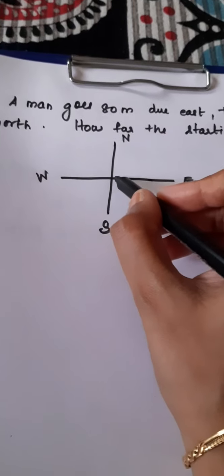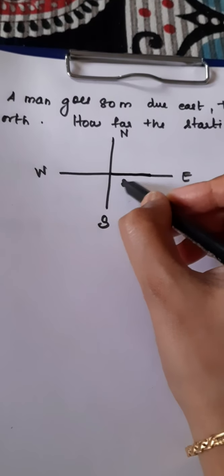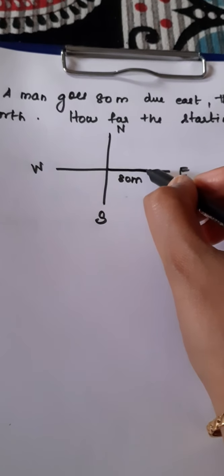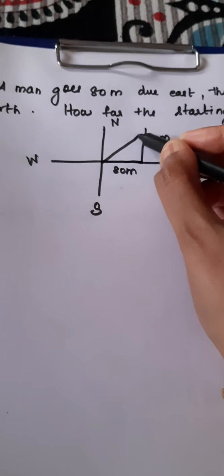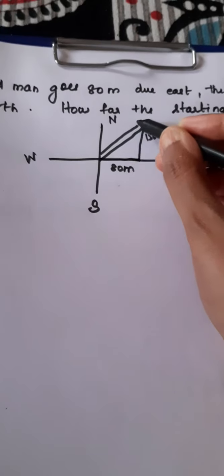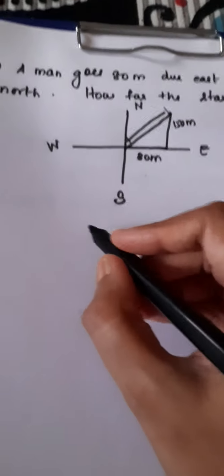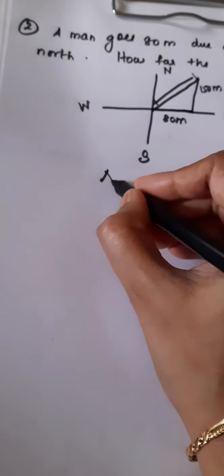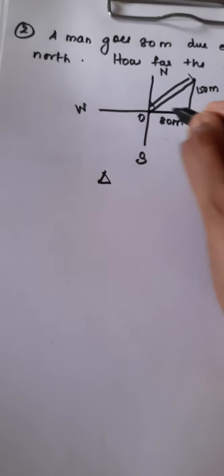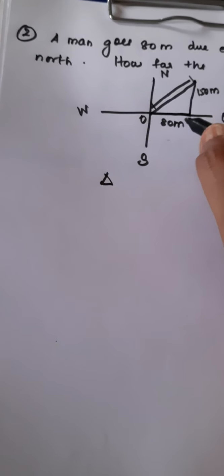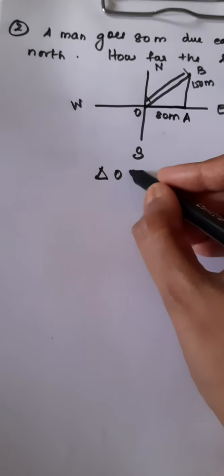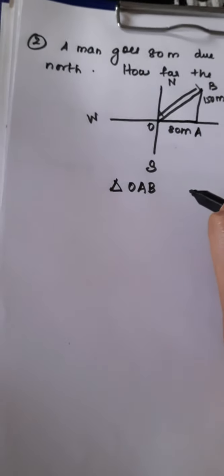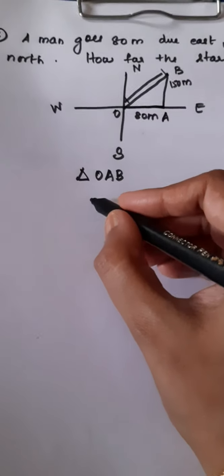So first he goes east 80 meters, after which he moves north 150 meters. So from the starting point, how far is he? That is what we are going to find. That is the hypotenuse of this right angle triangle. So let's name it triangle OAB. The longest side is what we need to find.